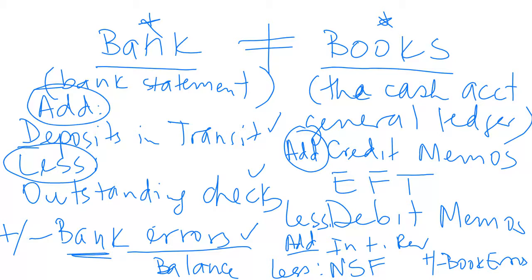So the book side, those are items that have not yet been recorded by the company on its books, but that have been recorded by the bank, and errors made by the company. So again, a credit memo here will increase the book's balance. A debit memo will decrease the book's balance, and the non-sufficient funds, or NSF checks, will decrease the balance.